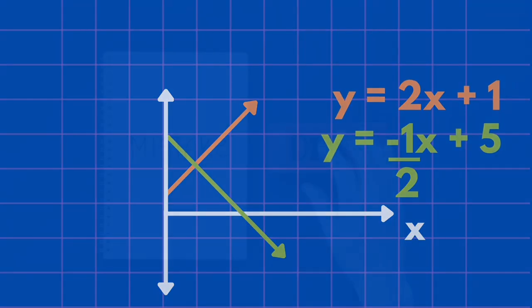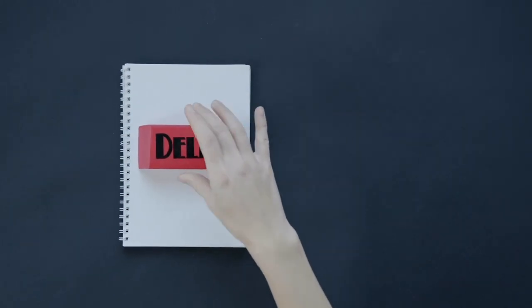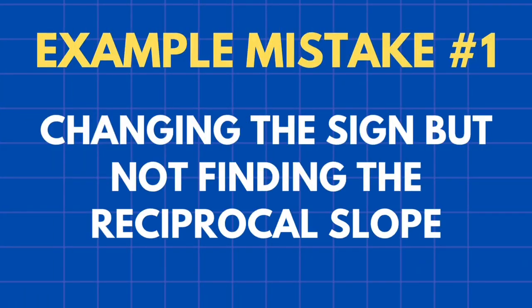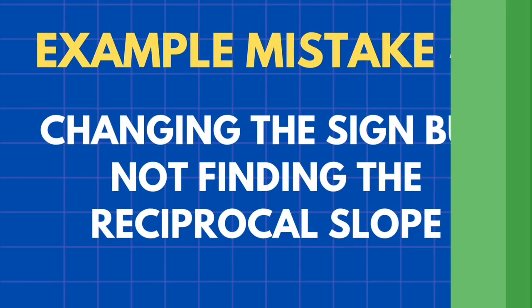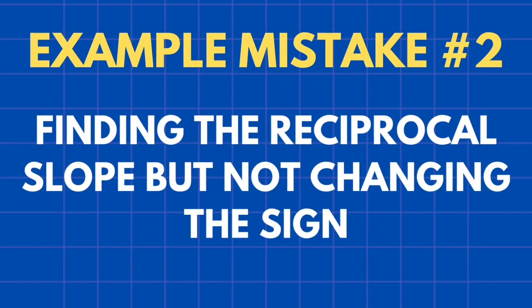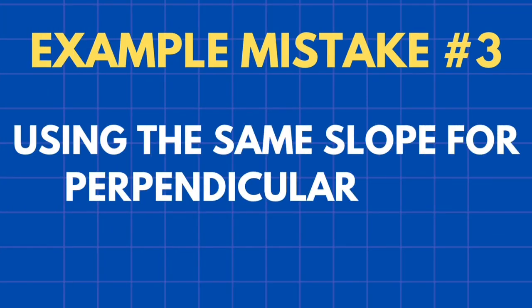Let's take a look at some common mistakes that students make that can be avoided. The most common mistake with perpendicular lines is flipping the sign of the slope but not finding the reciprocal. Likewise, another common mistake is finding the reciprocal of the slope but not flipping the sign. Remember, to change the direction of the line to be 90 degrees away, we need the slope to have the opposite sign. Lastly, a common mistake is using the same slope for a perpendicular line. Same slopes are only used for parallel lines.